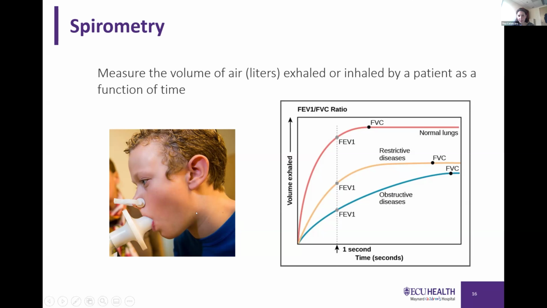This is a graph here, just showing different defects over time. With normal, in that first second we're going to get out at least 80–85% of our air. But as you can see, with obstructive disease, that's going to be lower. They may eventually exhale that same amount of volume, it's just going to take a longer time for them to do so. And for restrictive lung disease, they're going to exhale proportionately to what they have, but overall their forced vital capacity is lower in terms of their total exhaled volume.